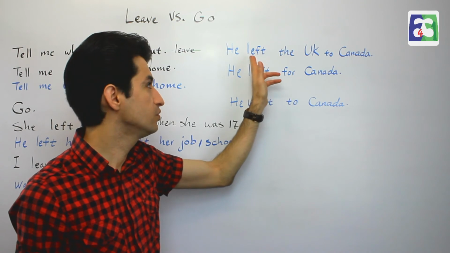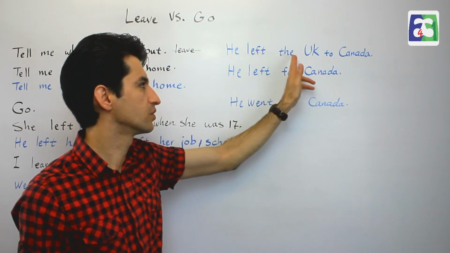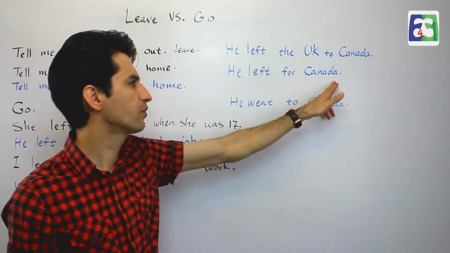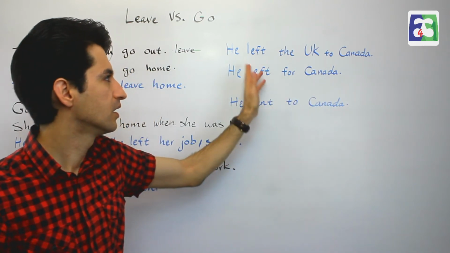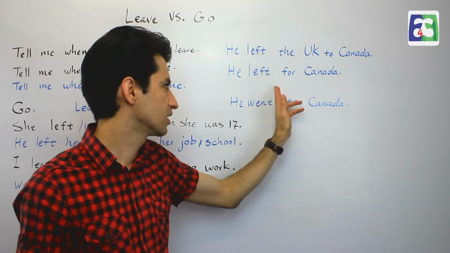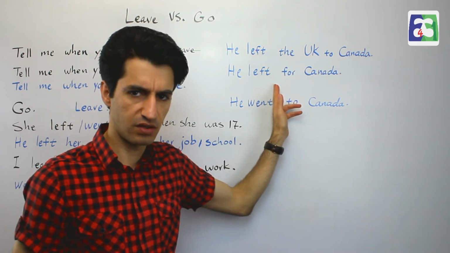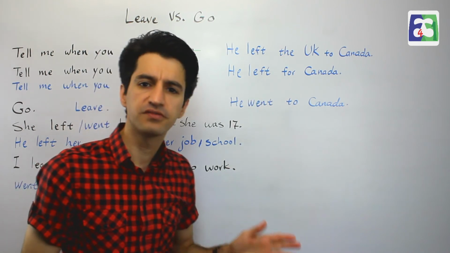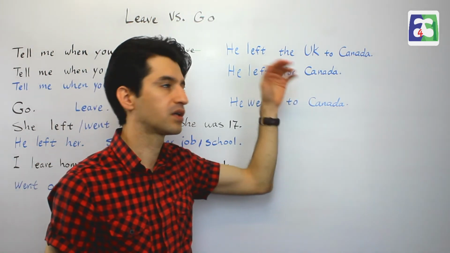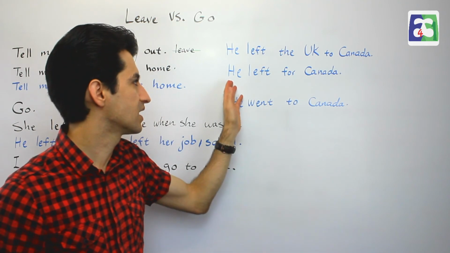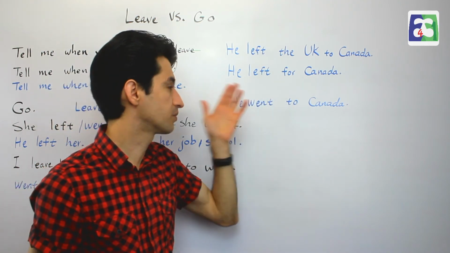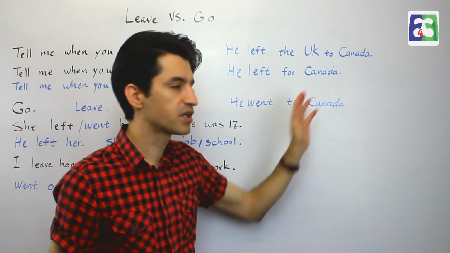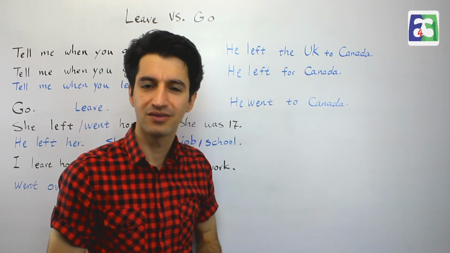If you use left, then you are talking about this current place. He left for Canada. Again, the same thing. We are not mentioning the current place, but again we say he left. So he left the current place. It can be UK, it can be anywhere else. We say that place is left, so the person is not in the current place, but this is the destination, but we're not sure if the person is there or not.